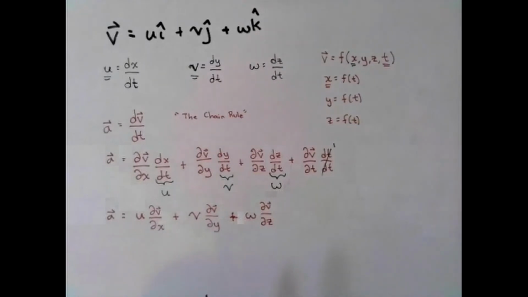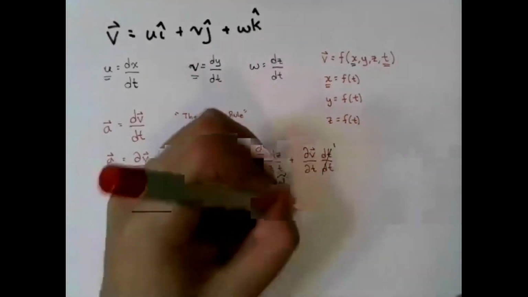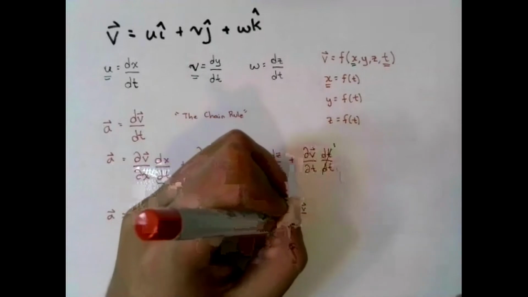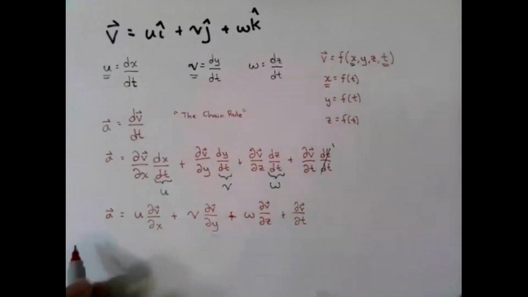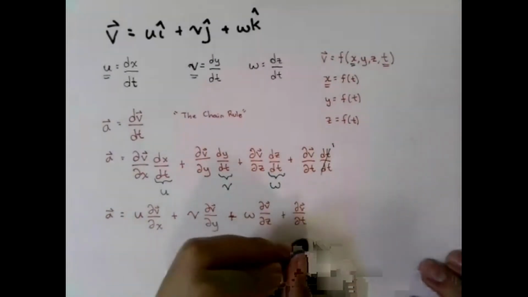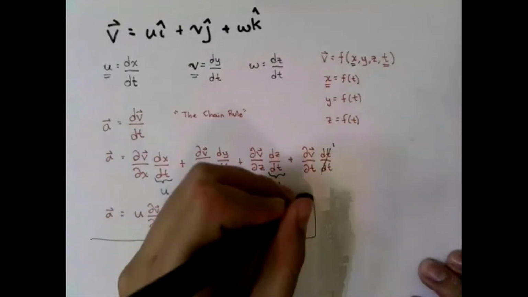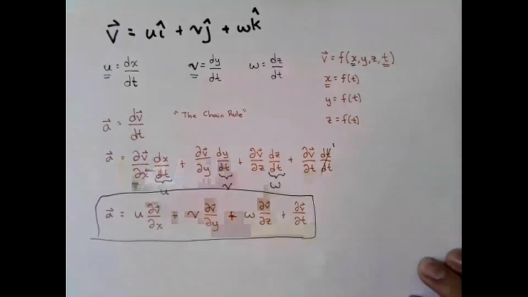This partial is typically called "dou." I'm still not used to that term to express a partial. And then I'm missing my time derivative, ∂v/∂t, multiplied by dt over dt, which is just 1. And this is the acceleration vector, or at least the form of the acceleration vector that we will use in this class.